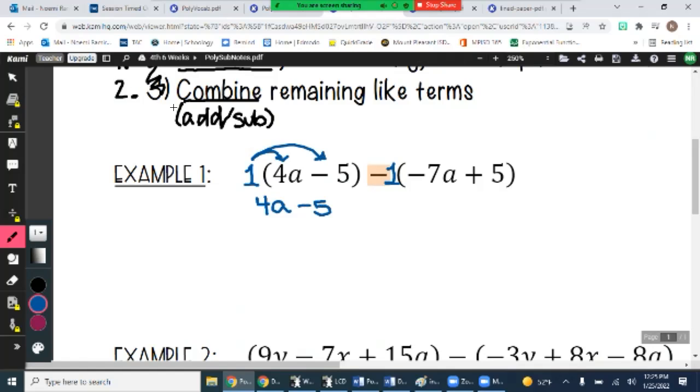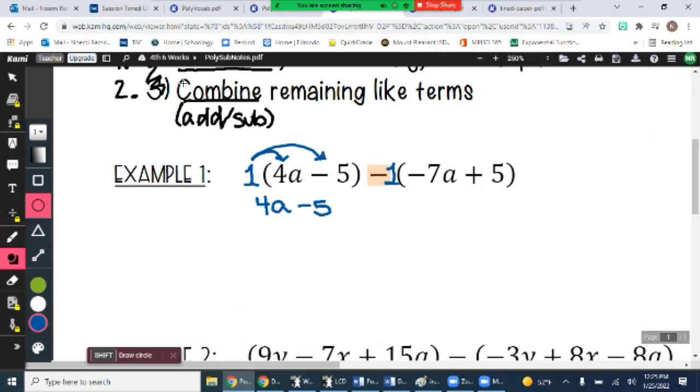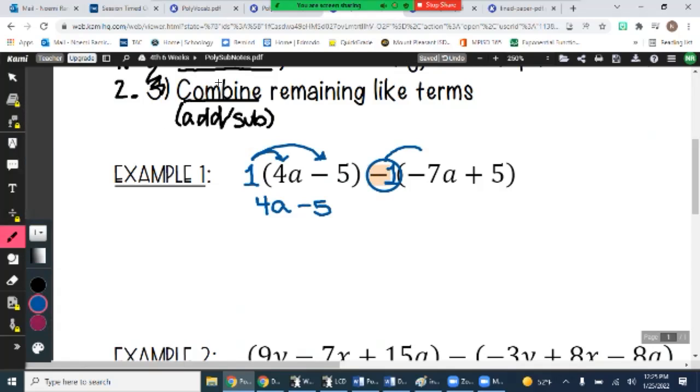Now, this is where I said it would be slightly different from what we did yesterday. If you look at this new number in between, it's not just a 1, it's a -1. So when we distribute a -1, what does that do to every term? It changes the sign on the term. So here, -1 times -7a gives me positive 7a, and -1 times a positive 5 gives me -5. So that's why it's always important that you look at that sign in between the parentheses.